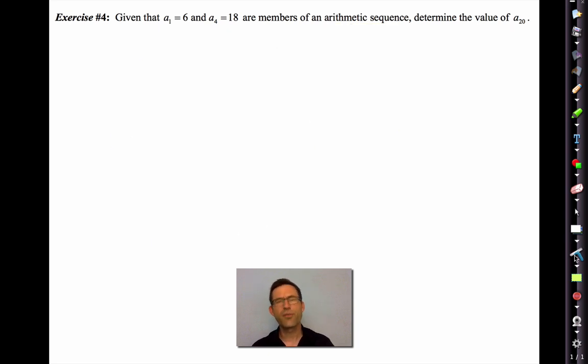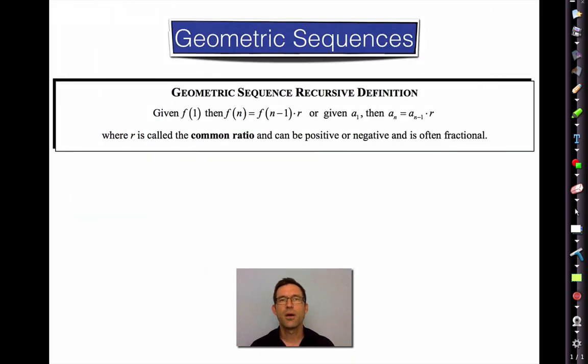Now, we're going to shift our focus to geometric sequences, and we're not going to spend as much time on them right now, because quite frankly, everything we did with arithmetic, we can also do with geometric. But let's figure out what a geometric sequence is. A geometric sequence is defined very similar to an arithmetic sequence with one huge difference. You're given your first term, but then each term is simply the previous term times some number instead of having a number added. That number that we multiply by is called the common ratio.